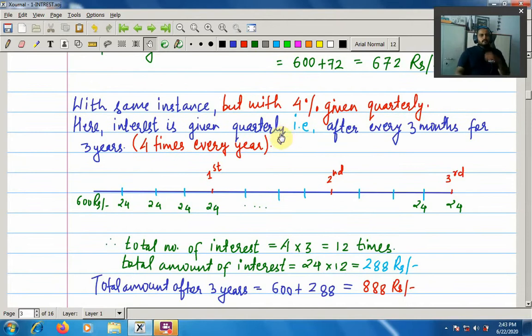Next, with the same instance, but with 4% given quarterly. Now, the same amount I am keeping in the same bank for 3 years, but the way of giving interest is changed. This time I'm not going to have interest yearly. I'm going to have interest after every 3 months.